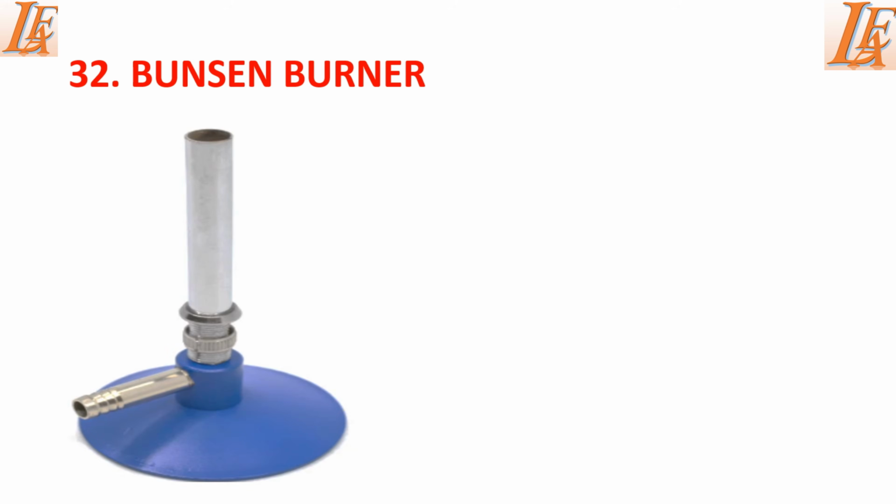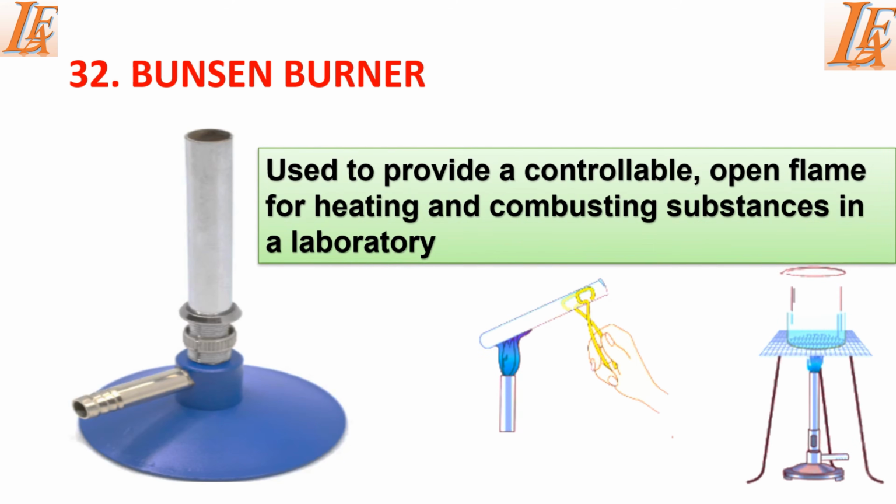And the last one for this lesson is a Bunsen burner. A Bunsen burner is a small gas burner with adjustable air holes. The role of this apparatus is that it produces hot and clean flames, especially the non-luminous flames, which are used for heating and even combustion in the lab and other experiments which require heating.